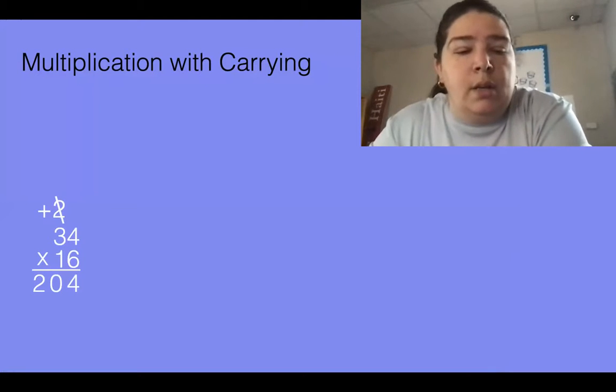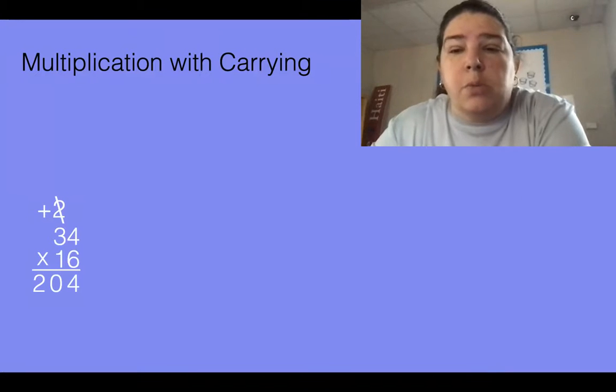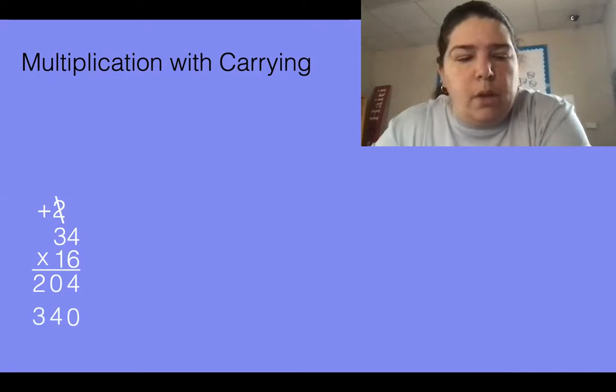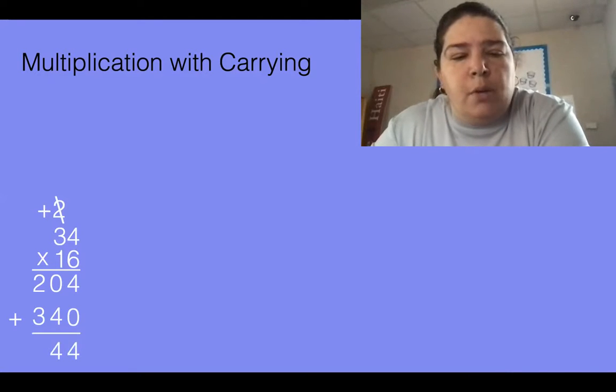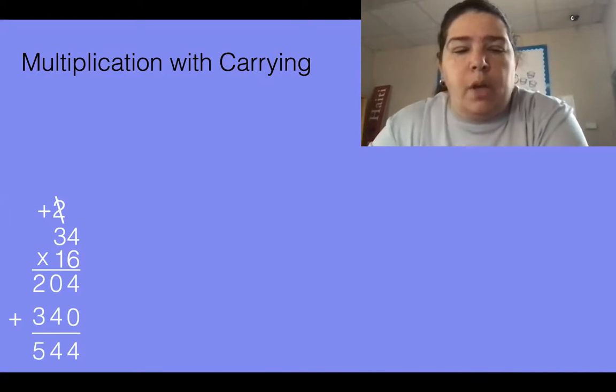4 times 1, but let's not forget, put down your 0 or your spacer because we're now multiplying using the tens column. So go ahead and put your 0 in the ones place so that you know we're multiplying by 10. Again, 4 times 1 equals 4, and 3 times 1 equals 3. Okay? Now, these two numbers are called partial products. You're going to add them together, and your answer will be the final product. 4 plus 0, 0 plus 4, and 3 plus 2. Your answer is 544. Okay, boys and girls.